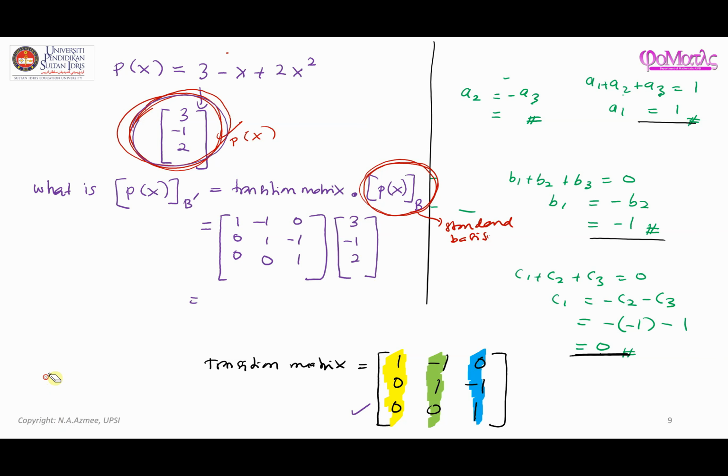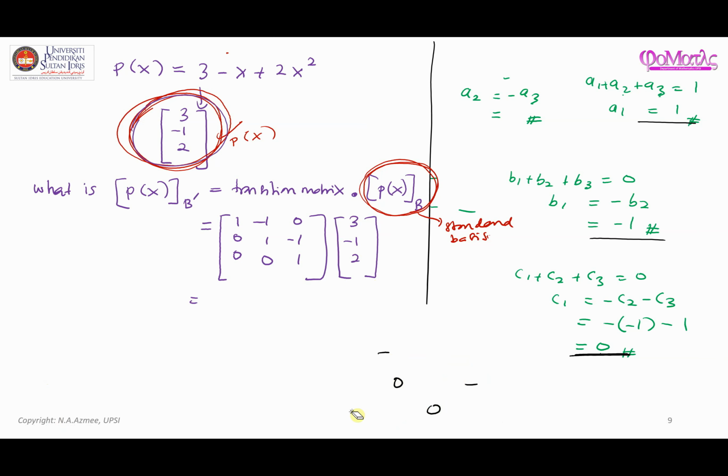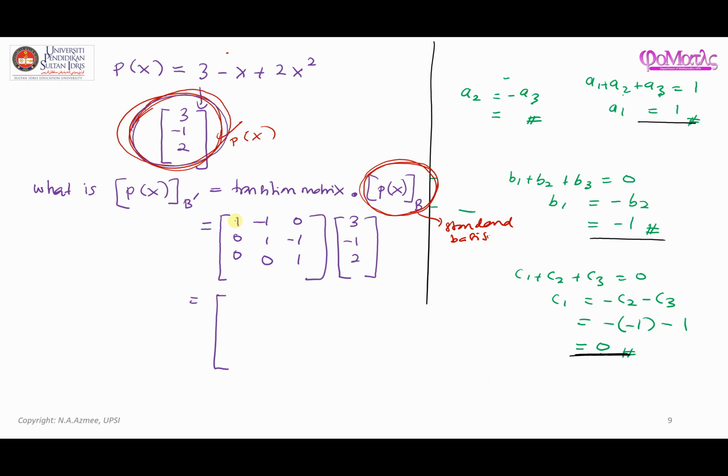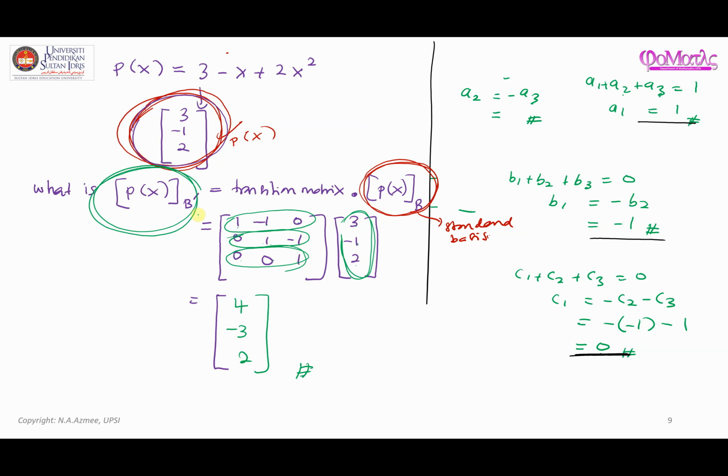Well, based on that, you can obtain the answers. Okay, so the answer here is going to be this one, and with this column, so 3 plus 1 is 4, 0, well 0. Next, this guy and this guy, so negative 1, negative 2, negative 3, and then finally this one here, 0, 0, 2. So this is the coordinate vector of px with respect to the new basis.